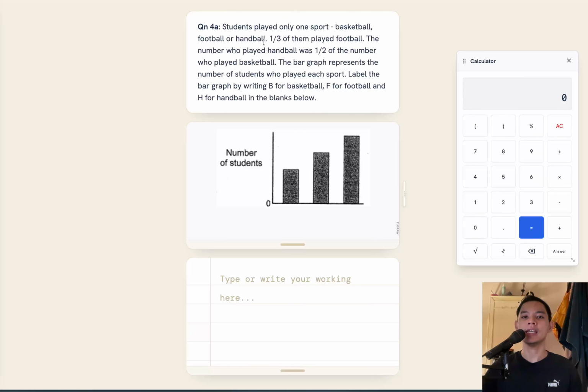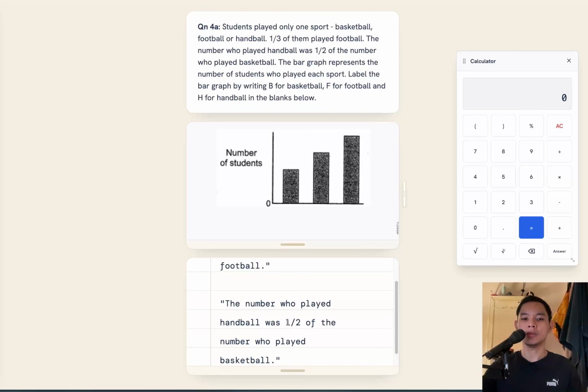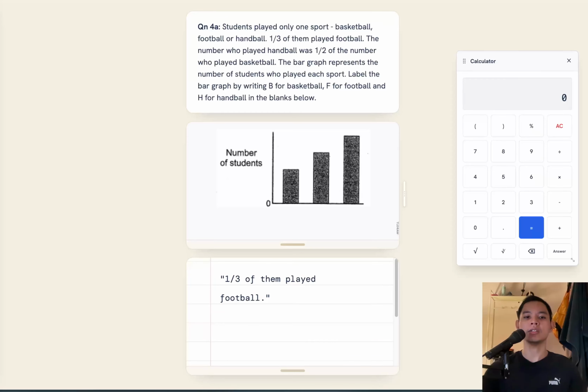So in this case, 1/3 of them played football, and the number who played handball was half the number who played basketball. So let's say the total in terms of units for students here is 3 units, and then football is equal to 1 unit.